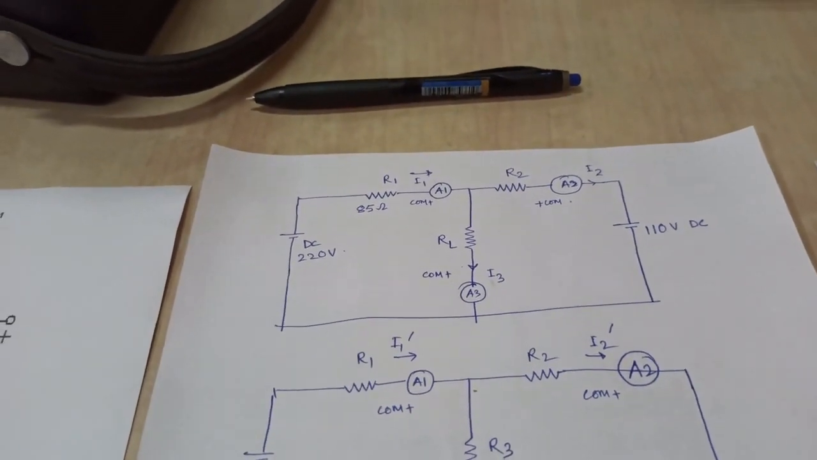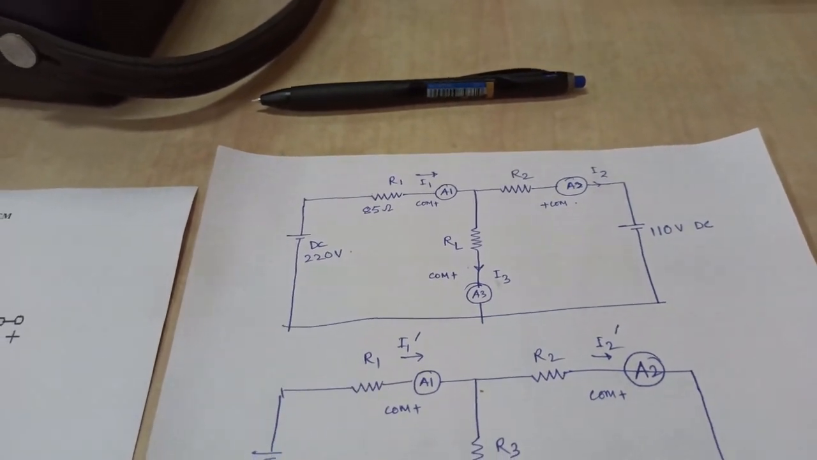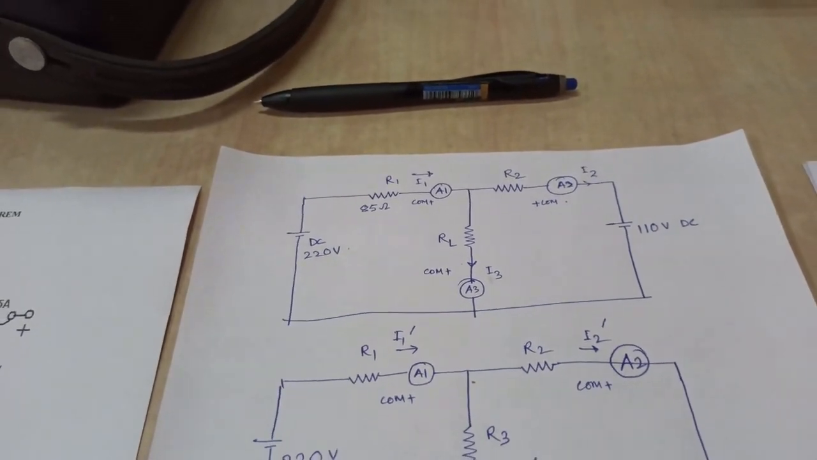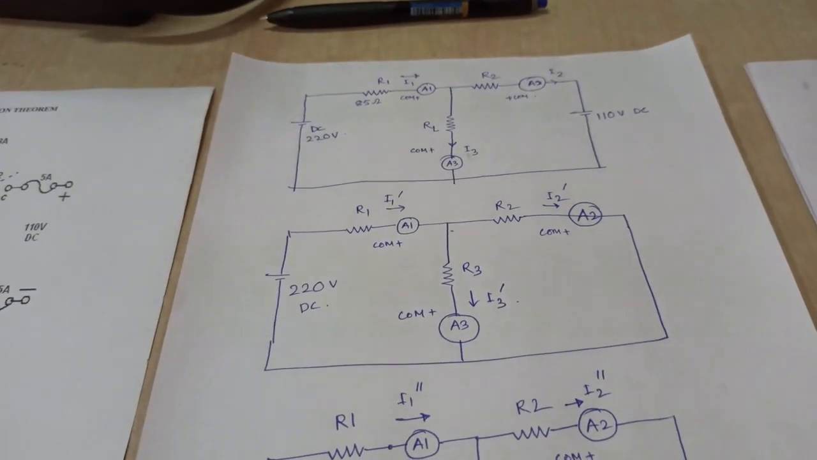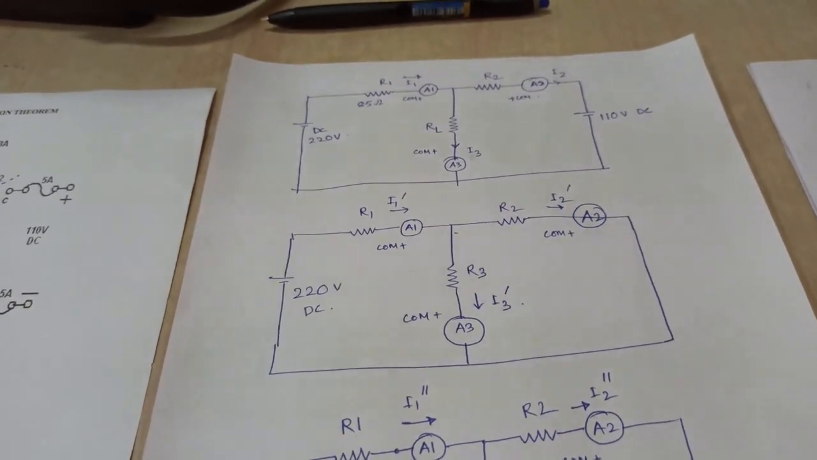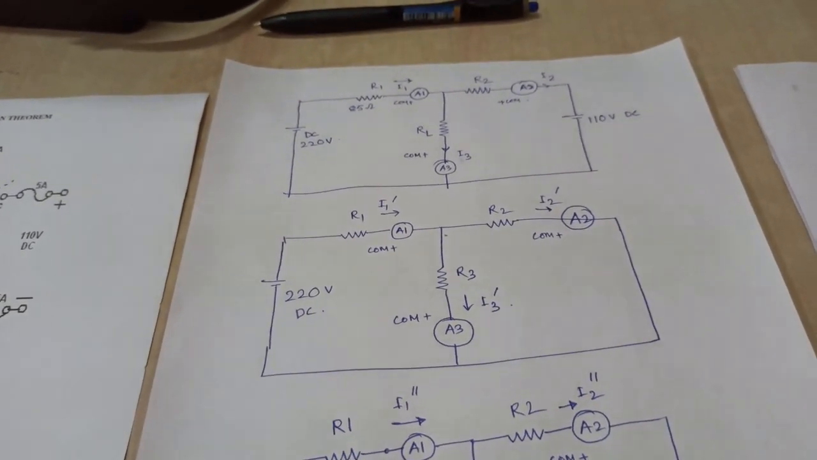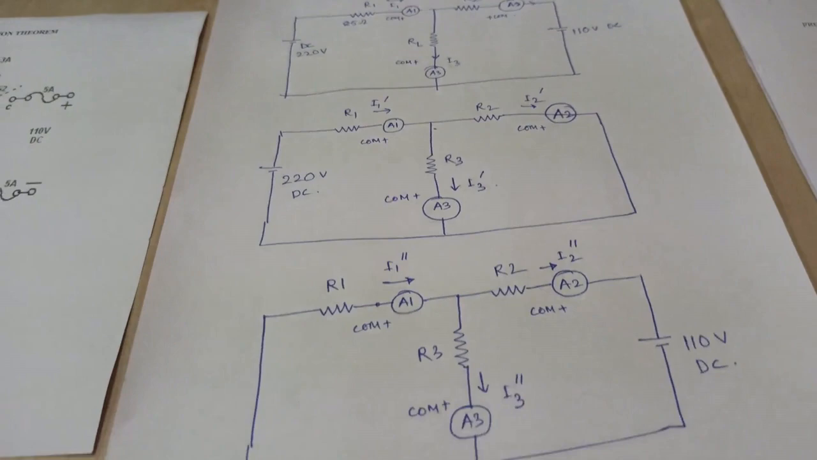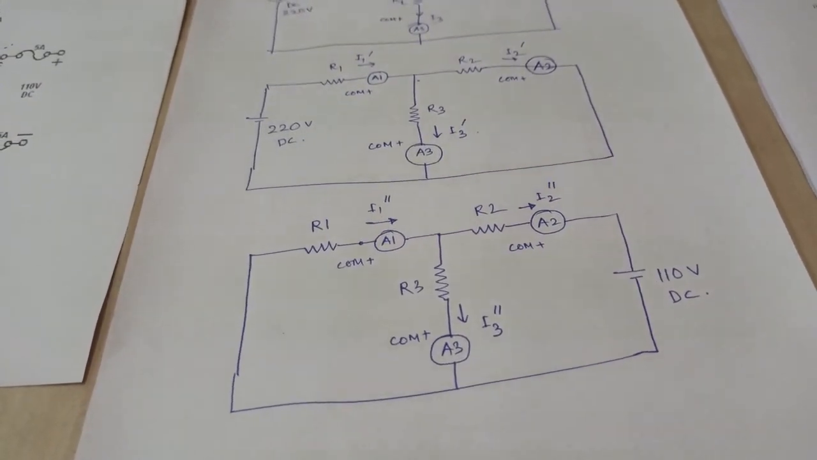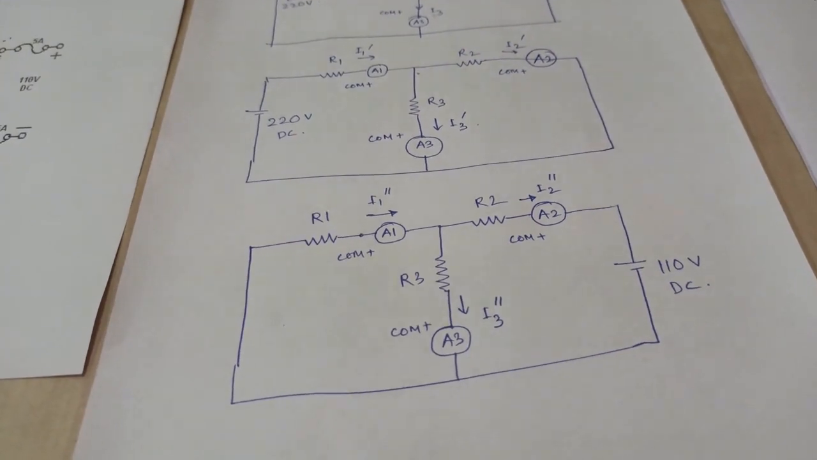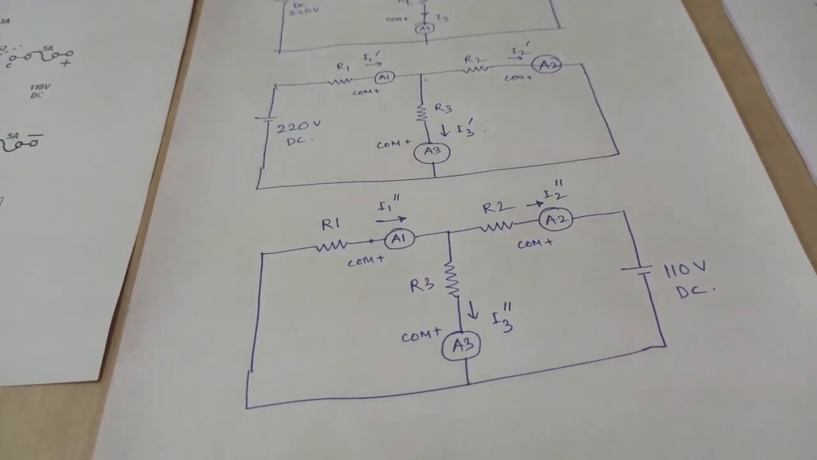In the first condition, we are going to see how these currents look when both the sources are active together. In the second case, we take a look when only the 220 volt source is active, where the 110 volt source is short circuited. In the third case, we will see the effect due to the 110 volt source, whereas the 220 volt source will be short circuited.